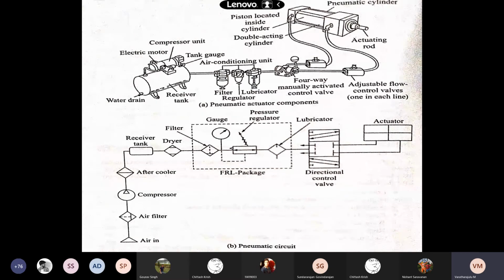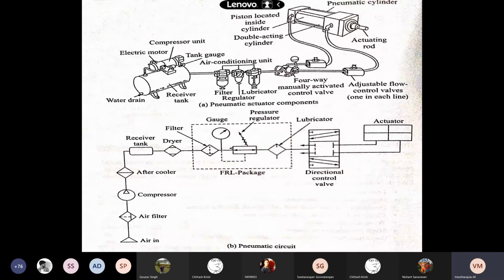Some comparisons: pneumatic systems are fire and explosion proof, whereas hydraulic systems are not, unless non-flammable liquids are used. Only at that time is it suitable. And in a pneumatic system, no return pipes are used, whereas in a hydraulic system we require return pipes.